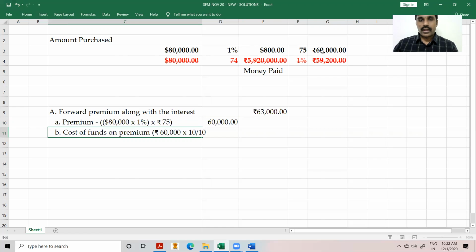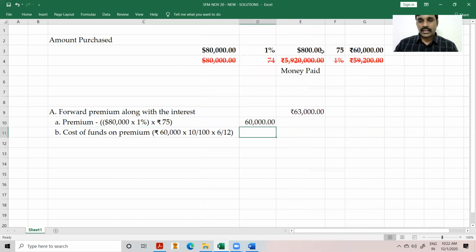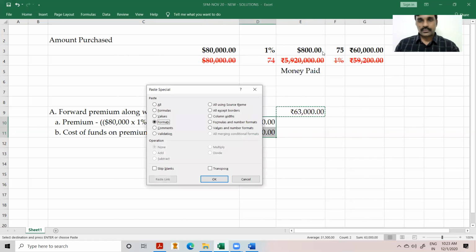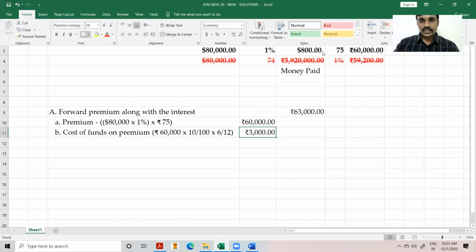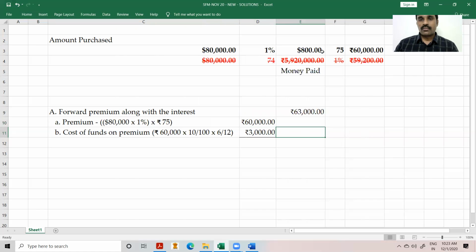into 10 by 100 into 6 by 12. Cost of funds on premium. That is what we'll write. So 60,000 into 10 by 100 into 6 by 12, I'll get the premium amount of 3,000. Right. So 63,000. The total will be 63,000.